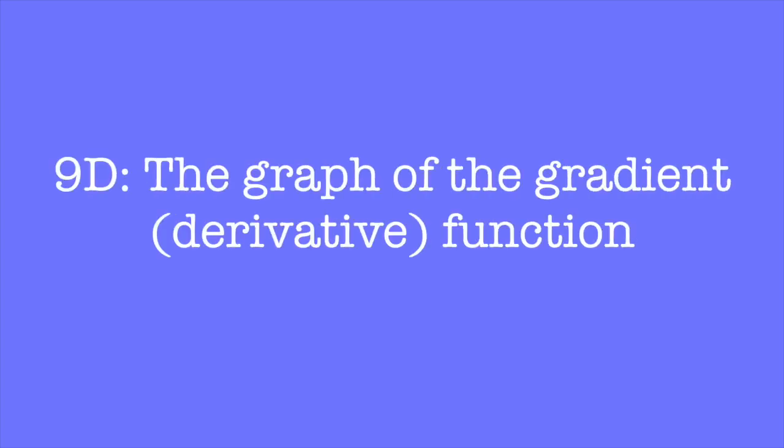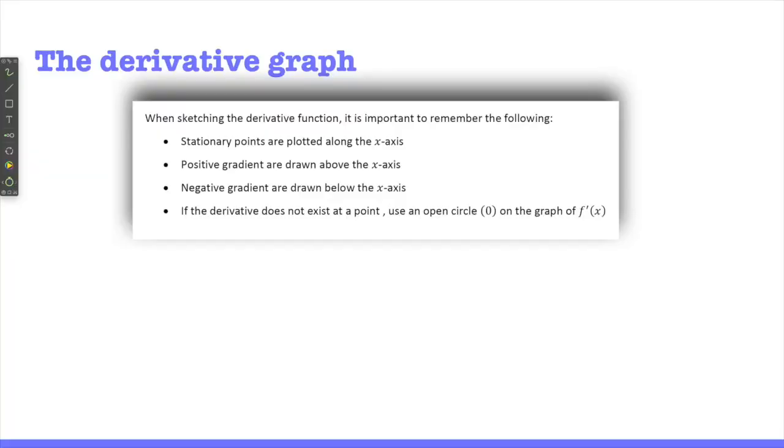9D, the graph of the gradient or derivative function. The derivative graph is simply being able to plot what the gradient is at every point according to the x-axis. So if we were to draw a graph over here of what the axes would look like, you can see that this would be split up into three parts. If this were between x and dy by dx, we're no longer graphing between x and the values of y, but x and the gradient.